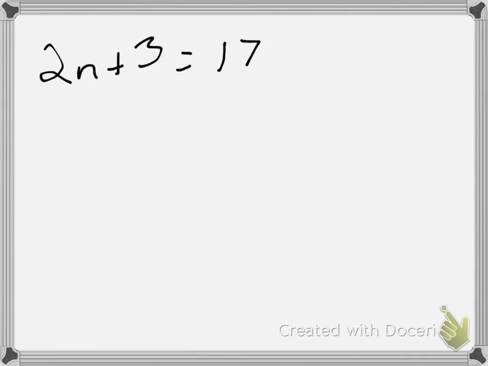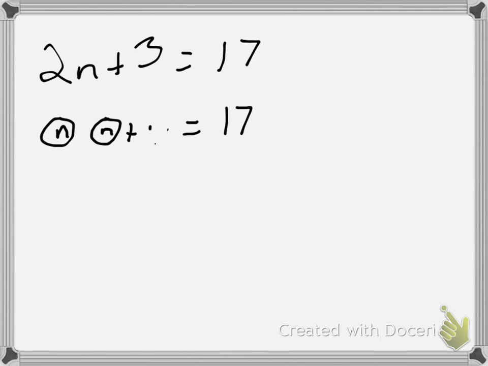So essentially what that means is that if I draw this out, I've got two groups of n, and there's n in both because n is equal in each group. And then I've got three little stragglers kind of floating around here, and I'm adding those together, and the whole thing is going to equal 17.